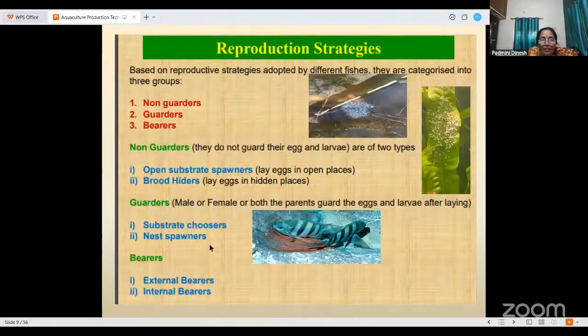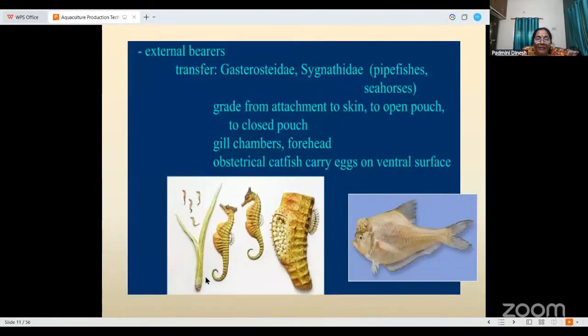Now, the bearers. Bearers bear the eggs within themselves. Till now, we were talking about cases where the eggs were released outside. Here we are going to talk about those which keep the eggs with them: external bearers and internal bearers. In external bearers, the eggs can sometimes be attached to the skin. The eggs are not released into the environment, but are stuck to the bodies of the fishes themselves.